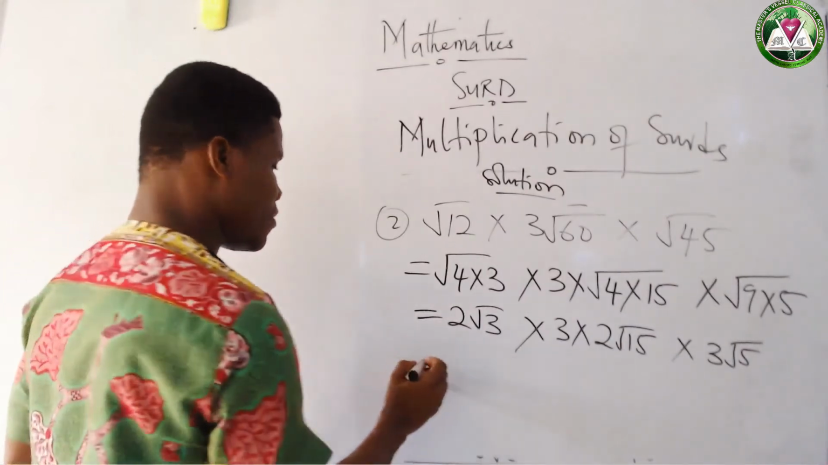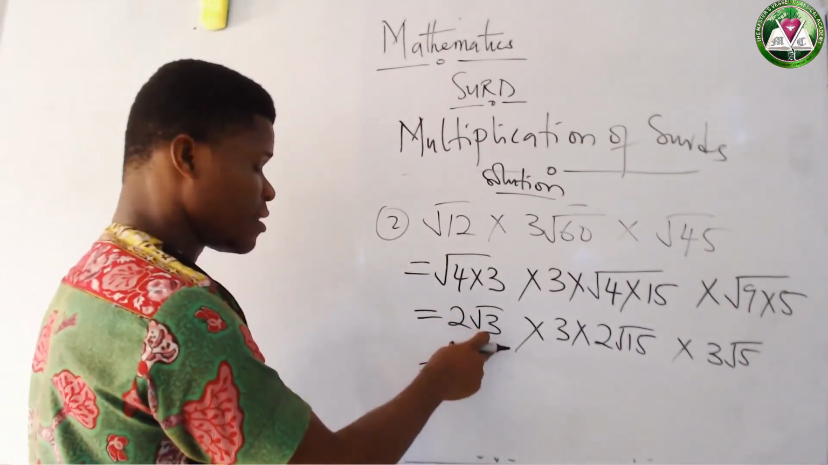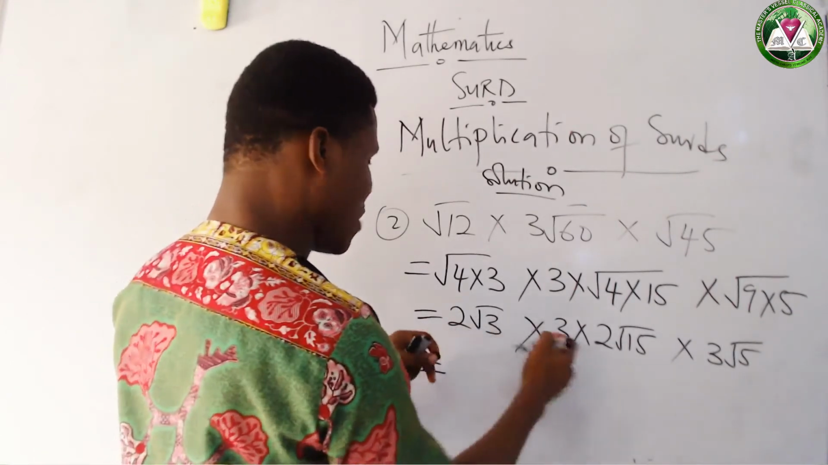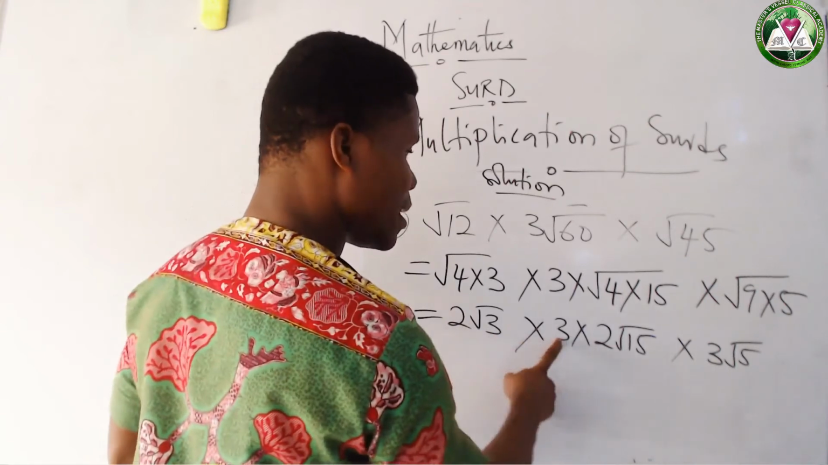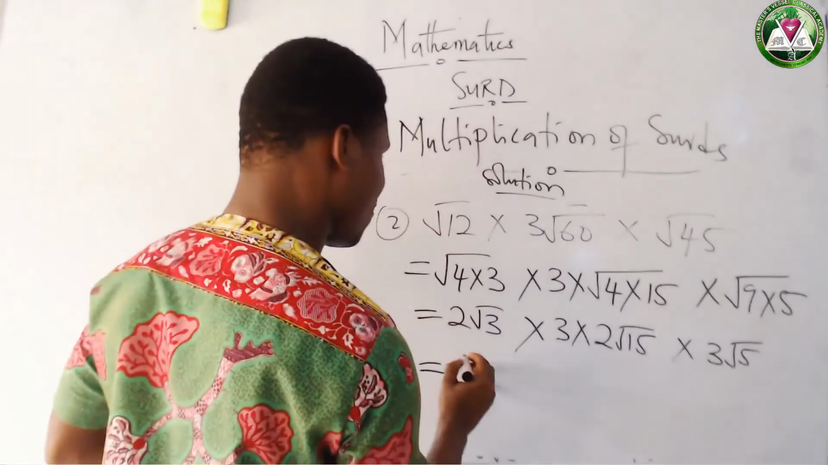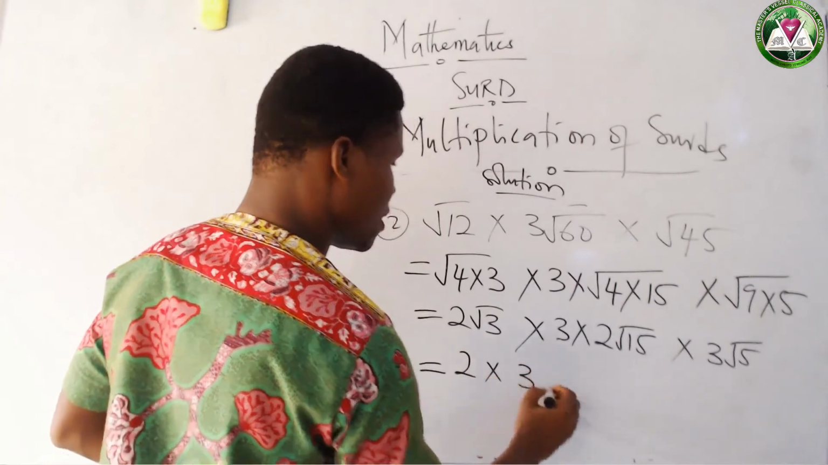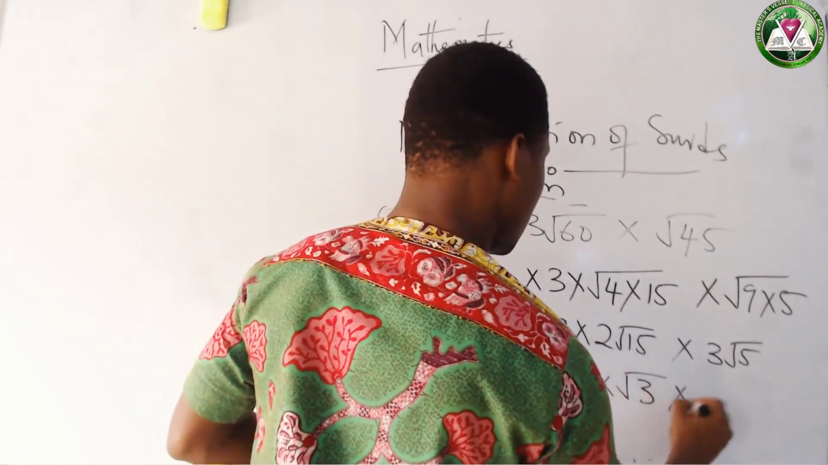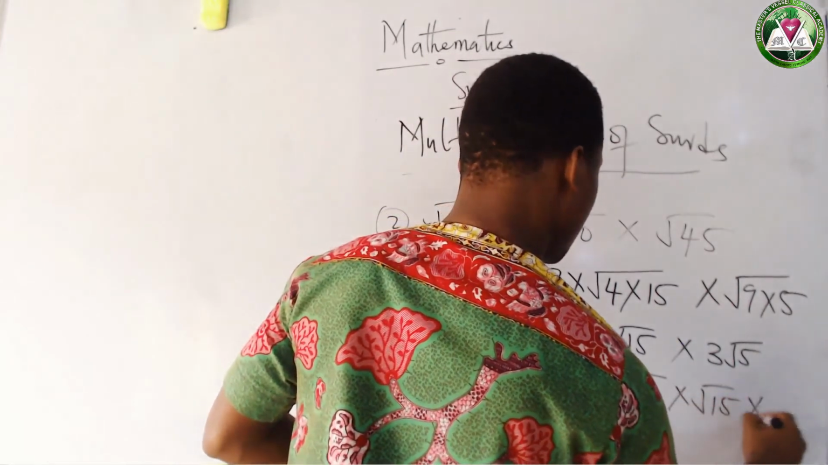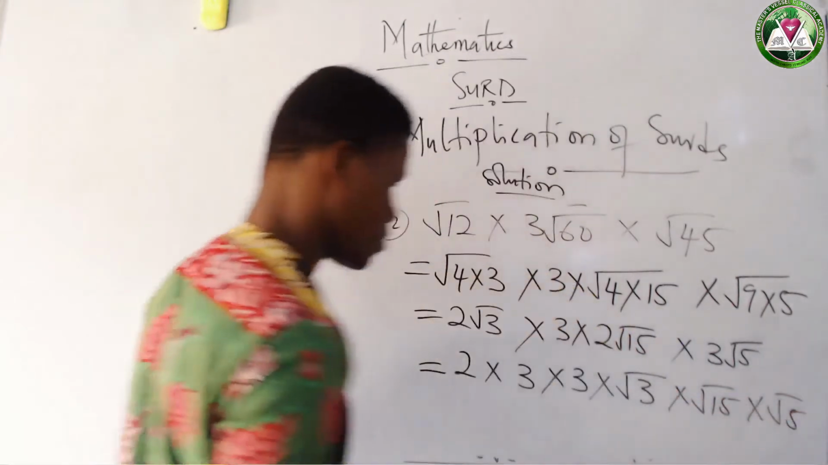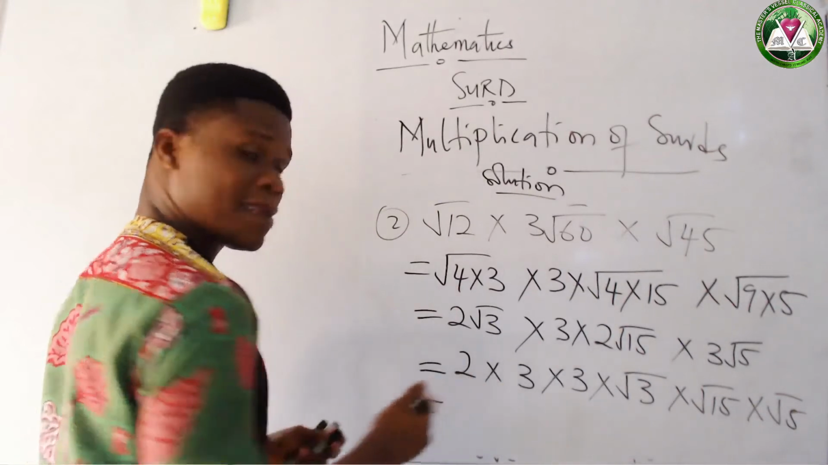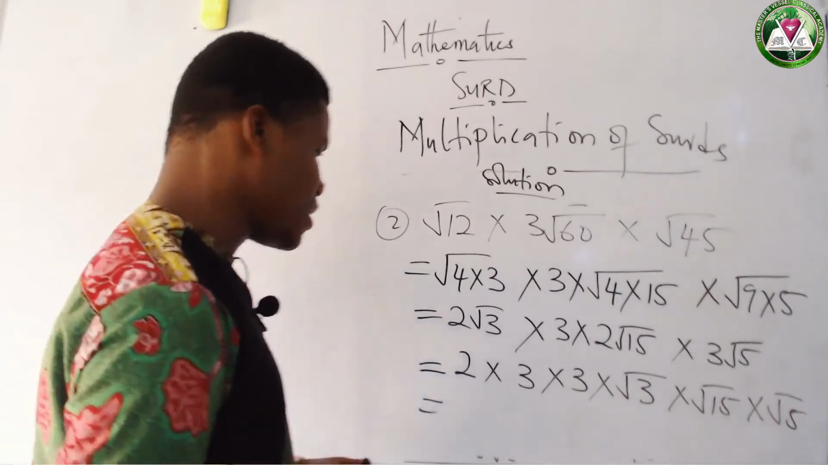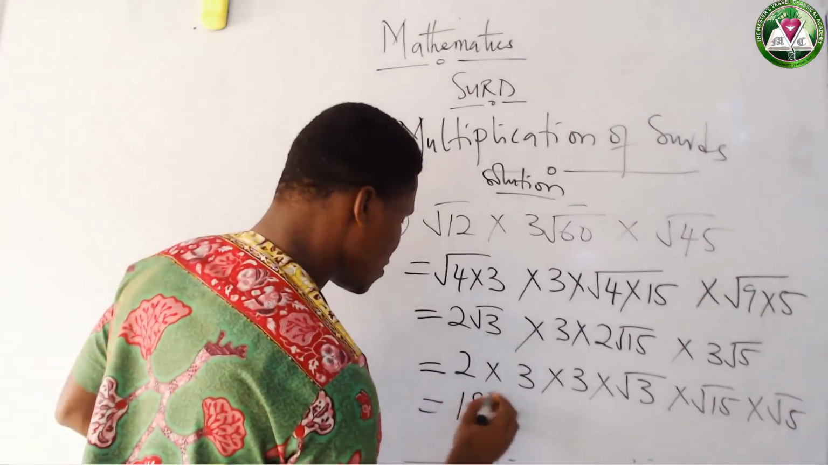So go ahead. You have 2 into this. So collect like terms. Okay, let's multiply all the whole numbers. We have 2 times 3 times 3. Then the root 3 times root 15 times root 5. This will give us 2 times 3, 6. 6 times 3 is what? Gives us 18. So this is 18 root.